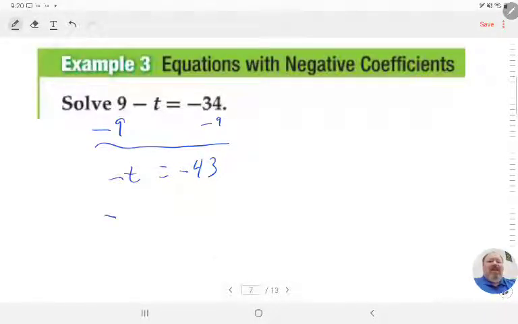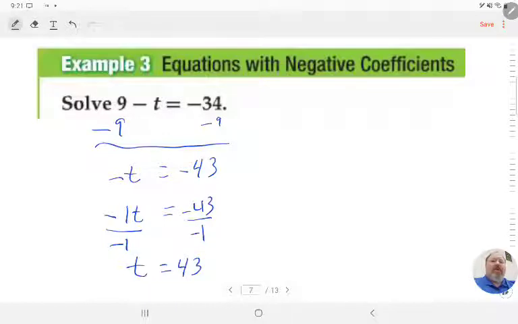Now you see the variable negative t. That's like saying negative 1t. Well, we have to get this just t, not negative t. So I divide both sides by negative 1. And t would then be negative divided by negative is positive, so positive 43. And we could check that.